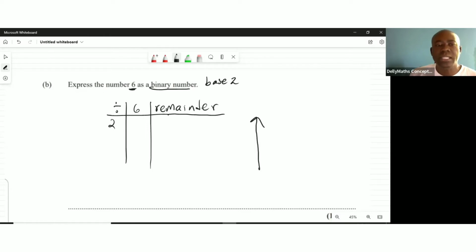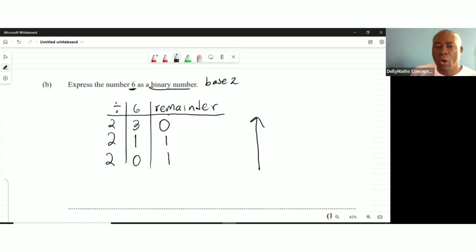So 2 into 6 goes 3 times and a remainder 0. 2 into 3 goes 1 time and remainder 1. But 2 into 1 we can't, so we're going to put back the 1.